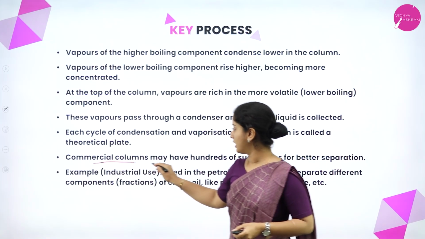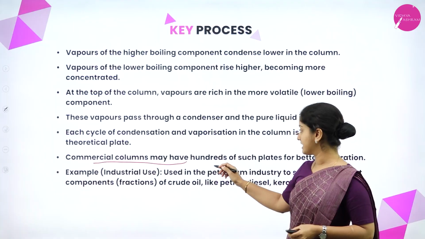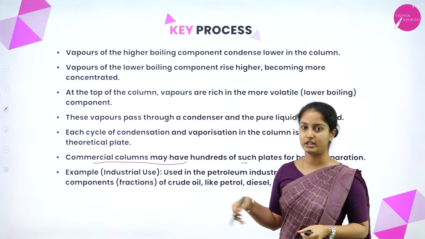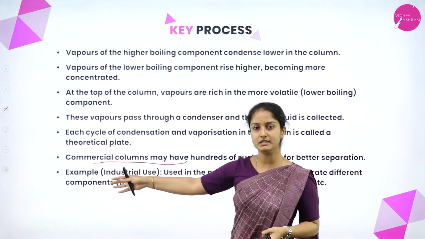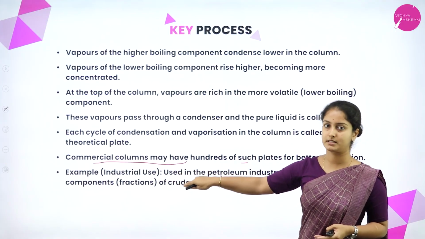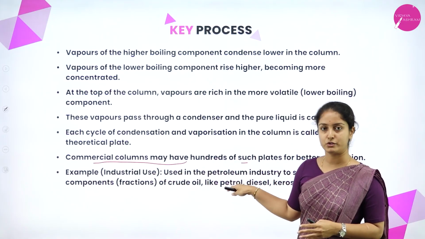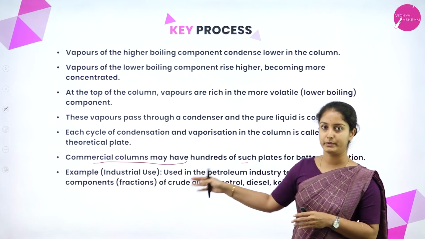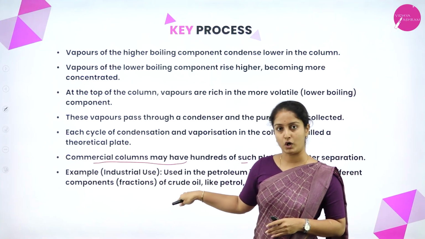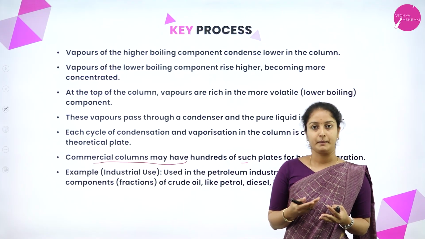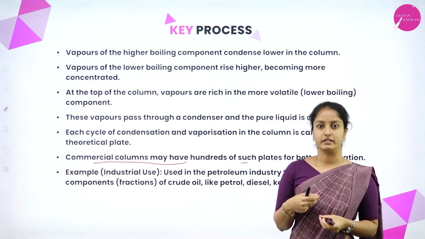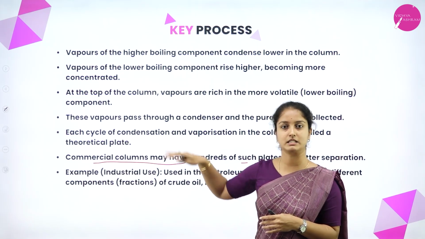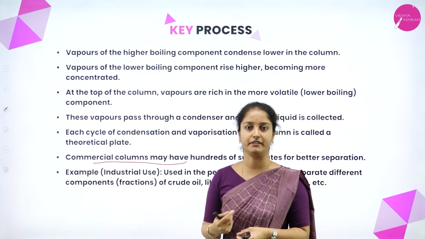There are commercial columns that can be used which have hundreds of such plates in them, for a commercial purpose. An example of industrial use is in the petroleum industries, to separate the components of crude oil, like petrol, diesel, kerosene or gasoline. For that reason this method is better and more effective.